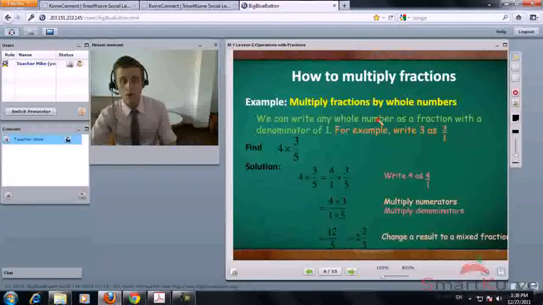Multiply fractions by whole numbers. We can write any whole number as a fraction with a denominator of 1. For example, write 3 as 3/1. If it says find 4 times 3/5, we know that 4 becomes 4/1 times 3/5. Multiply the numerators, 4 times 3. Multiply the denominators, 1 times 5. That becomes 12/5. Change the result to a mixed number, 2 2/5.